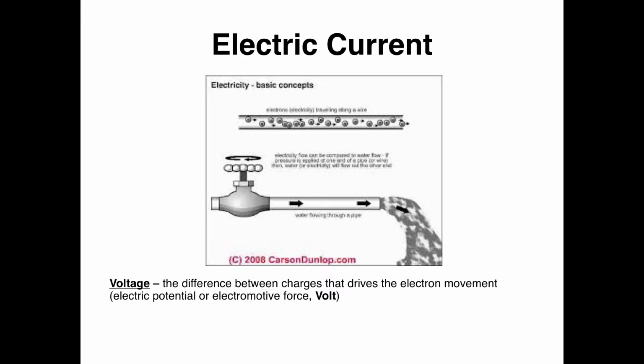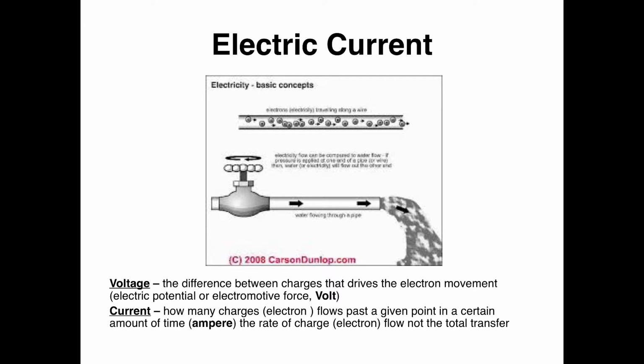Similarly, there is a difference in charges from the left to the right, in that the higher negative charge is on the left and the lower negative charge is on the right, such that you have a flow of electrons from left to right, and that difference is what causes or drives the electrical movement, and that is called voltage. And that electrical difference, which is also called electrical potential, is measured by a unit called a volt.